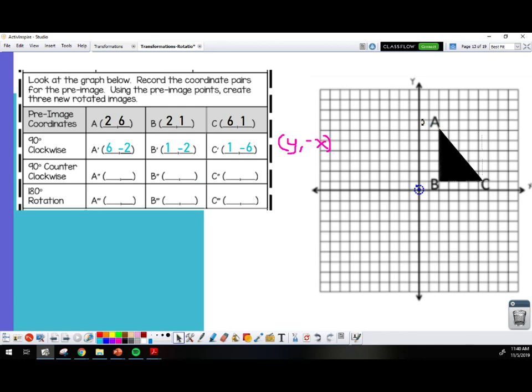Let's see what that's actually going to look like. If I rotate this image 90 degrees clockwise, that's going to be about right there. And those points would add up. We have A prime at 6, negative 2. B prime is at 1, negative 2. And C prime is at 1, negative 6.